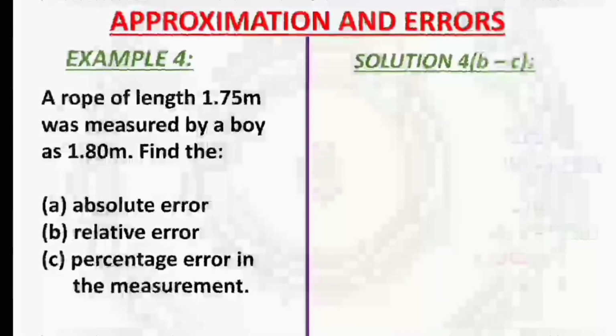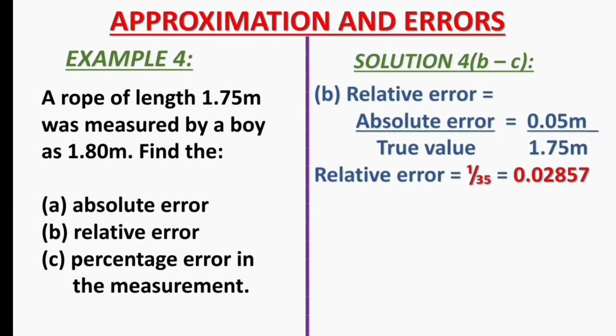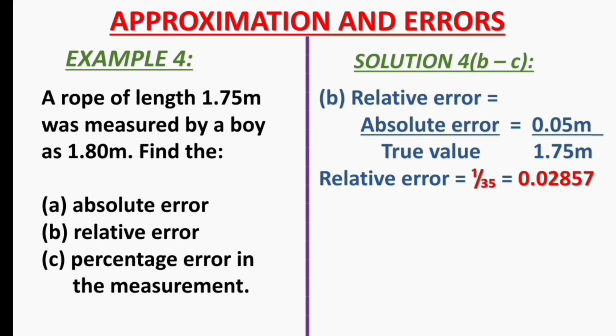For question 4b and c, to calculate for relative error, the formula for relative error is the absolute error divided by the true value. That gives 0.05 meters divided by 1.75 meters. So our relative error is 1/35 or 0.02857. Please take note there is no unit in the relative error because the meters has cancelled out in the division.